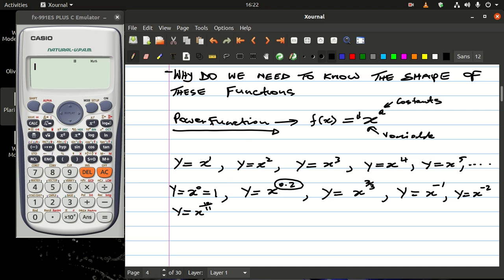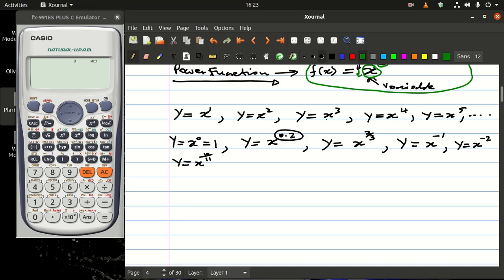Now that we got a little bit of the examples and understanding of what a power function is, just a quick recap. As long as the function is of this kind, this is the only base, there's nothing in front, and it has an exponent which is a real number. It can be a fraction, it can be a decimal, it can be a natural number, it can be an integer. It doesn't matter. As long as it is a real number, that function is called a power function.